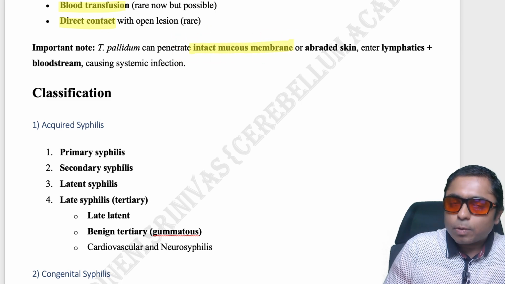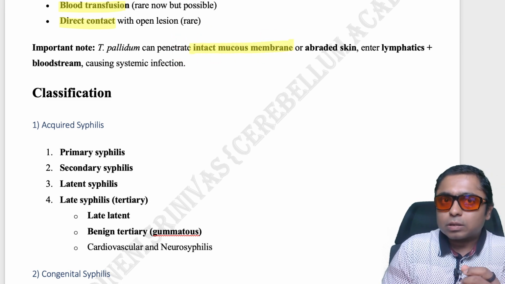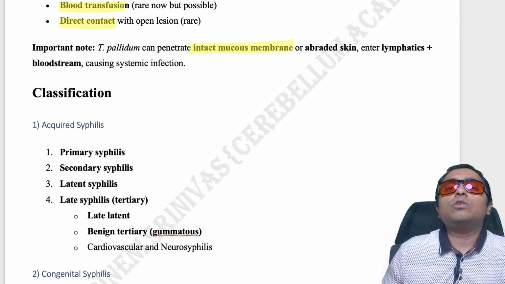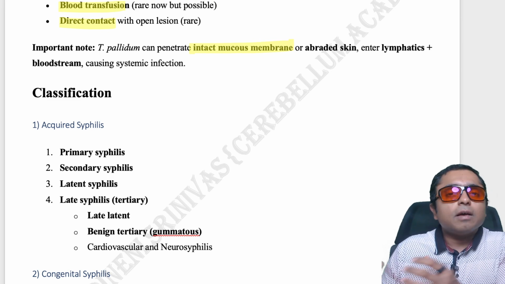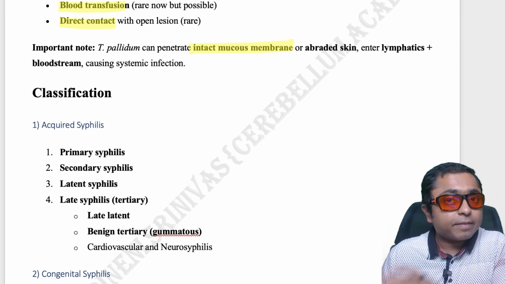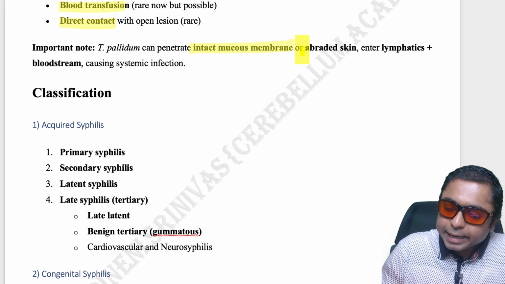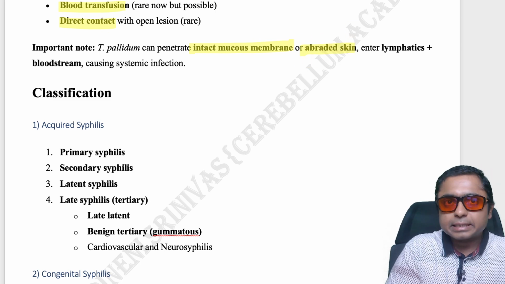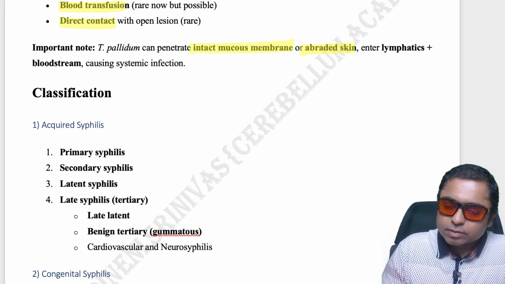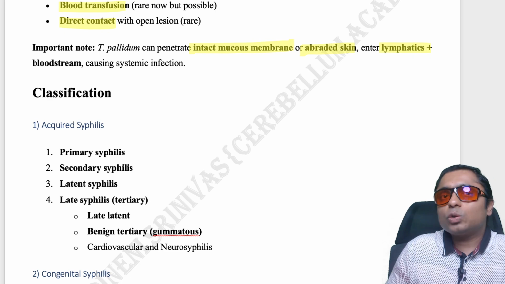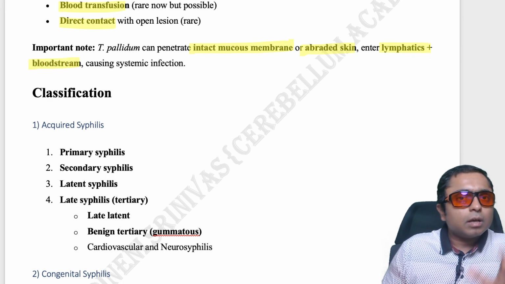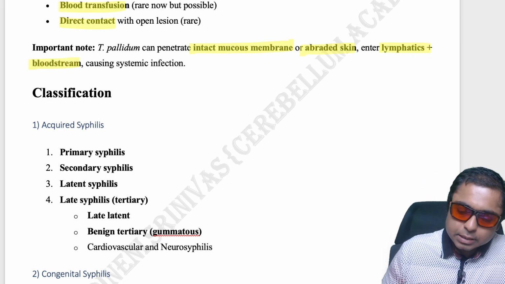Remember, Treponema pallidum can cross and infect individuals if it comes in contact with the mucous membrane, even if it is intact, and it can also enter through abraded skin but not intact skin. It's very difficult, and ultimately through the lymphatics it will reach the bloodstream and thereby produce systemic infection.